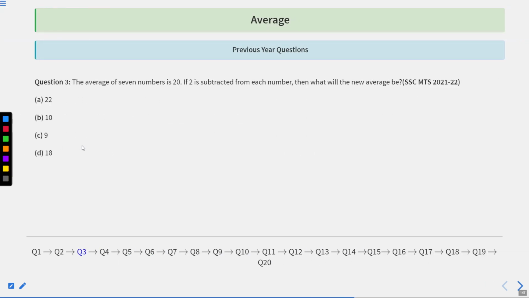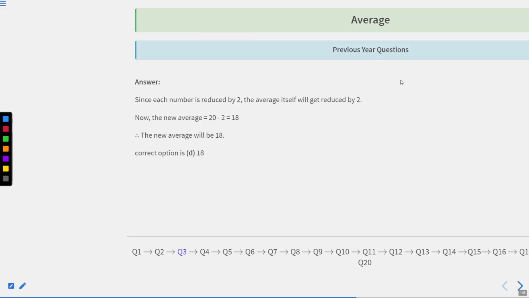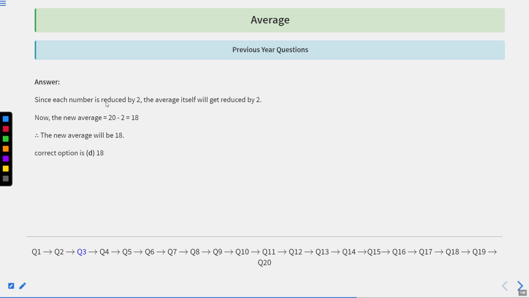Moving on to problem number 3. The average of 7 numbers is 20. If 2 is subtracted from each number, then what will be the new average? Since each number is reduced by 2, the average itself will get reduced by 2. Now the new average will be equal to 20 minus 2, that is equal to 18. Therefore, the new average will be 18, which is option number D.